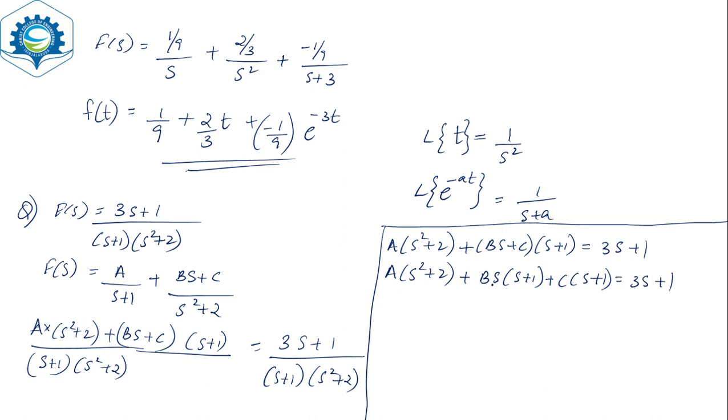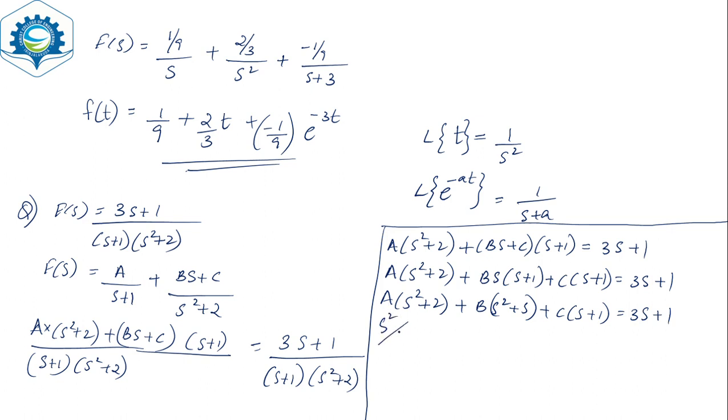Again, I'll just multiply the s so that comparing the coefficients is going to be easier: a(s² + 2) + b(s² + s) + c(s + 1) = 3s + 1. Now I'll just finally write down the coefficient equations and I'll just give the final answer.